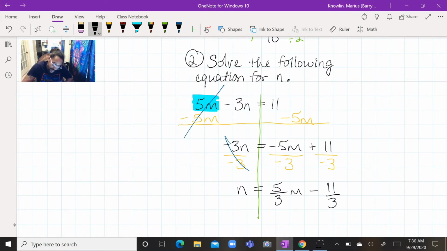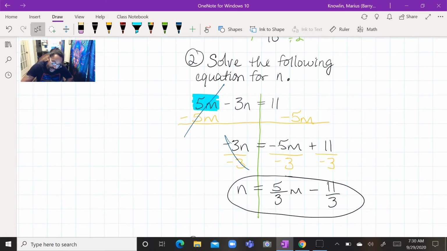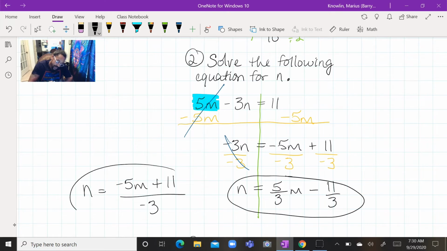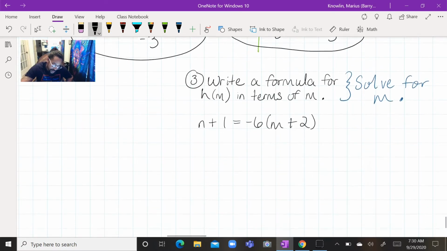Now that's one way to write the answer. The other way that we could write this answer, we could say that n equals negative 5m plus 11 divided by negative 3. You could write the answer that way as well. Okay? Alright, let's go ahead and take a look at number 3.